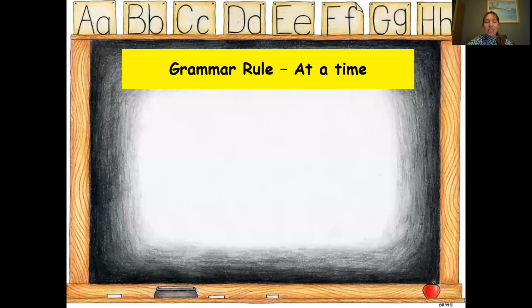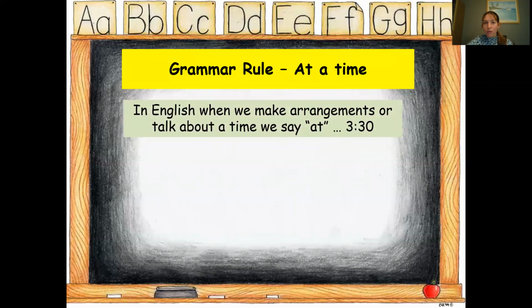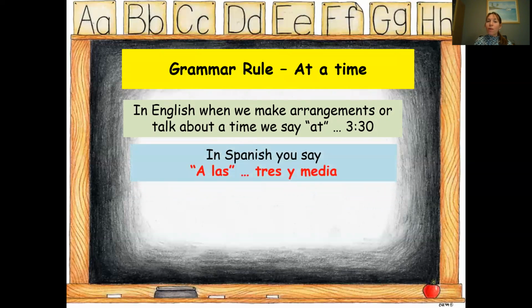Muy bien. So moving on, let's look at grammar rules to say "at" a time. So far we've been saying it is 1 o'clock, 2 o'clock, 2:30, 2:45, etc. But now I'd like to move on and look at how we say things at a time. In English, for example, if we're making arrangements or talking about a time, we say at 3:30. In Spanish, the equivalent of that is a las, and then the time, 3:30 in this instance.